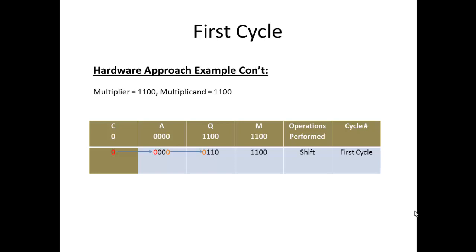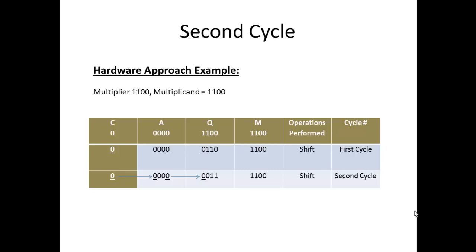The least significant bit from the carry, which is 0, goes to the most significant bit of A. This causes a shift which in turn makes the least significant bit of A go to the most significant bit of Q, and the least significant bit of Q is then discarded. Please note that the shift operation shifts all the bits to the right and not necessarily replaces a particular bit with another. In the second cycle, the same is repeated as in the first cycle. Take note of the arrows and the underlying zeros.